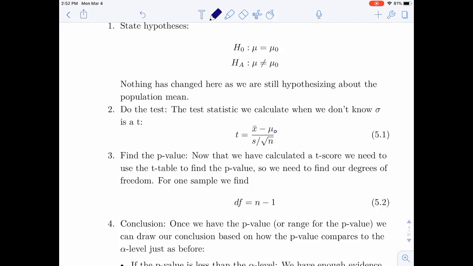x bar is your sample mean. Mu sub 0 is your hypothesized mean. Right? We want to know how far your sample mean is from the hypothesized mean. And then you've got your sample standard deviation over the square root of the sample size.